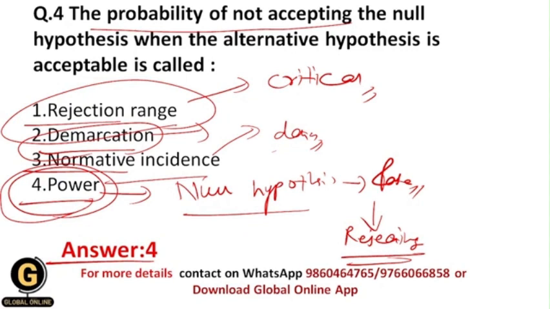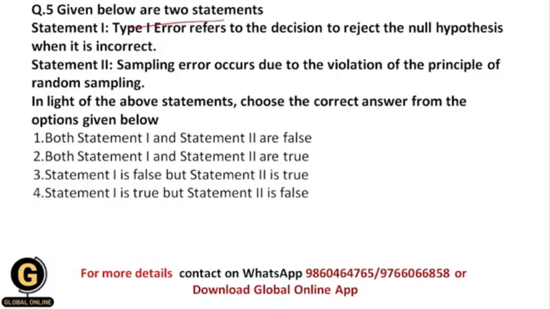But for this question your correct answer should be 4, that is power. Next, given below are two statements. Here as well you have been given statement 1 and statement 2, and we need to say which of these two statements are correct. Now let us see statement 1: Type 1 error refers to the decision to reject the null hypothesis when it is incorrect. And statement 2: Sampling error occurs due to the violation of the principle of random sampling.